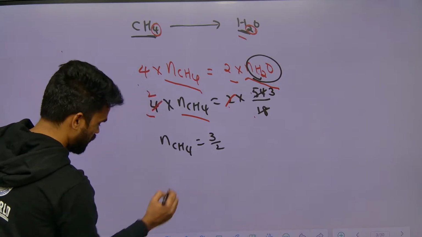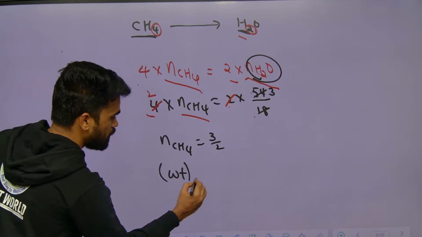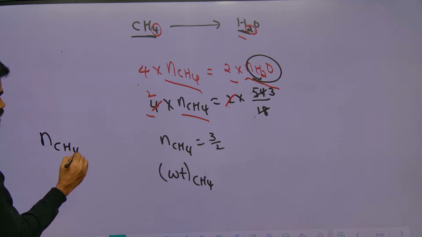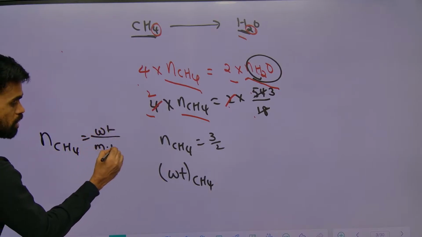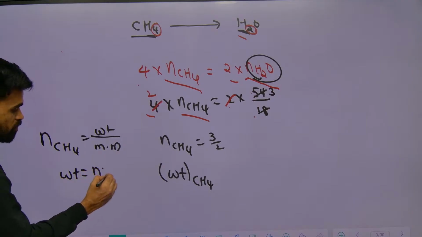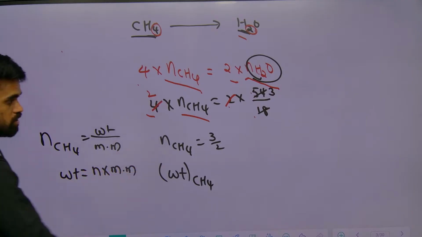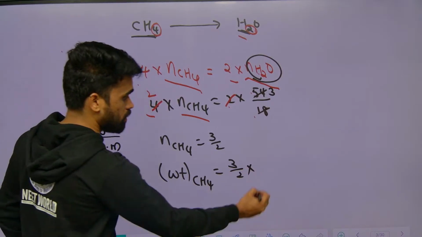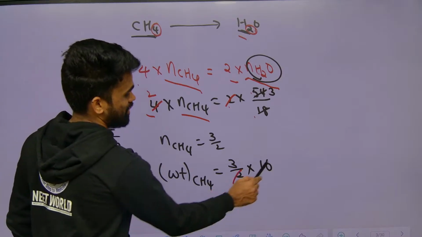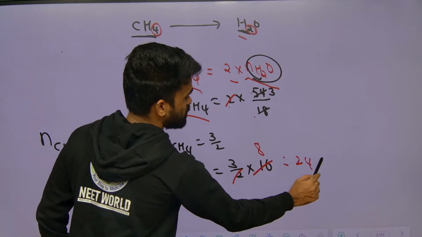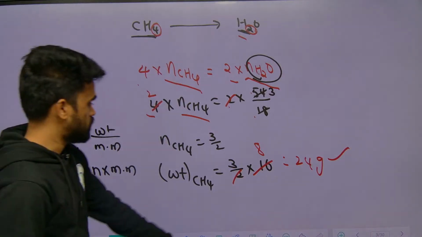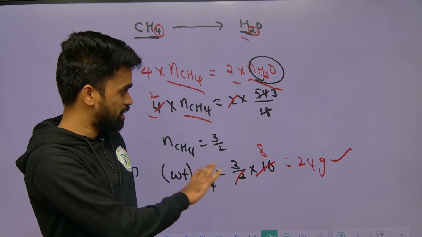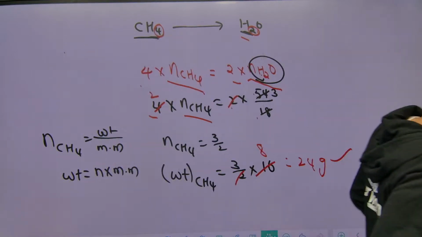Fine. Next, what am I asking? Weight of methane I am asking. So how to find the weight of methane? By the molar mass formula we know, weight will be number of moles into molar mass. So it will be 3 by 2 into molar mass. How much is it? 16 only. Okay, so it will be 24 grams. Just we had taken it as 18 previously. Now it is 16. Correct? Everything correct?